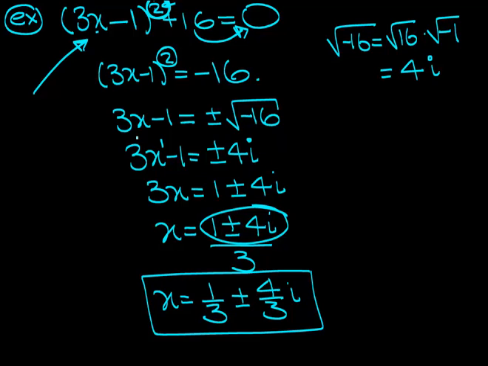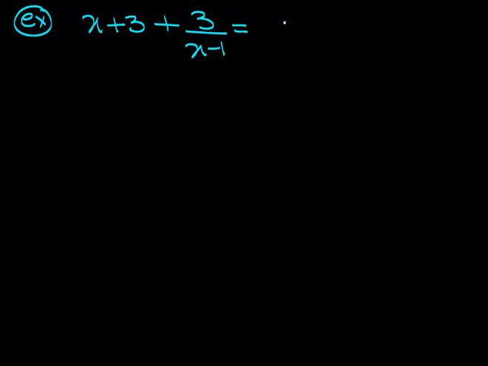Okay. Now, not all equations are going to be so nicely set up for us. Sometimes we're going to have to work at them a little bit to get them in the form that we can work with. Okay. So let's take a look at that. Let's say I have an equation that looks like this. x plus 3 over x minus 1 is equal to 4 minus x over x minus 1.